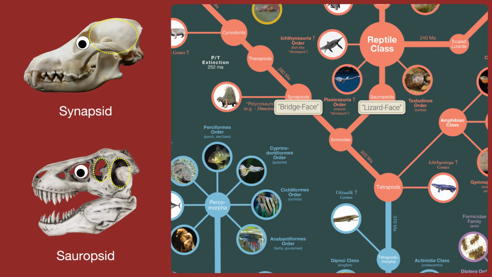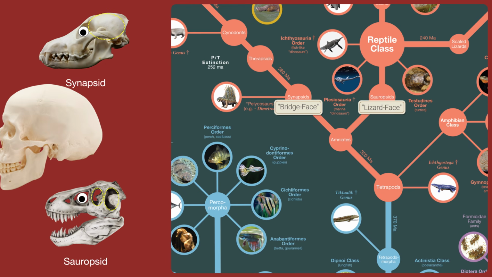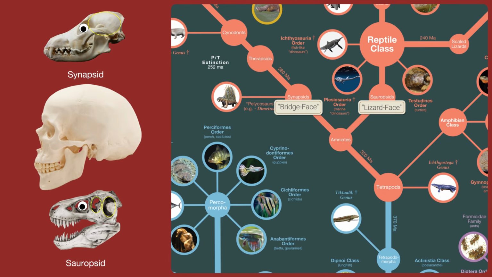Now, we humans are also synapsids, so you can actually feel that connecting bridge on your own face. It's right below your temple, being what's left of that single opening behind the eye socket. Basically, this bridge connects your cheekbone to the place where your jaw begins. That's why when you chew, you can feel the muscles moving in this area.